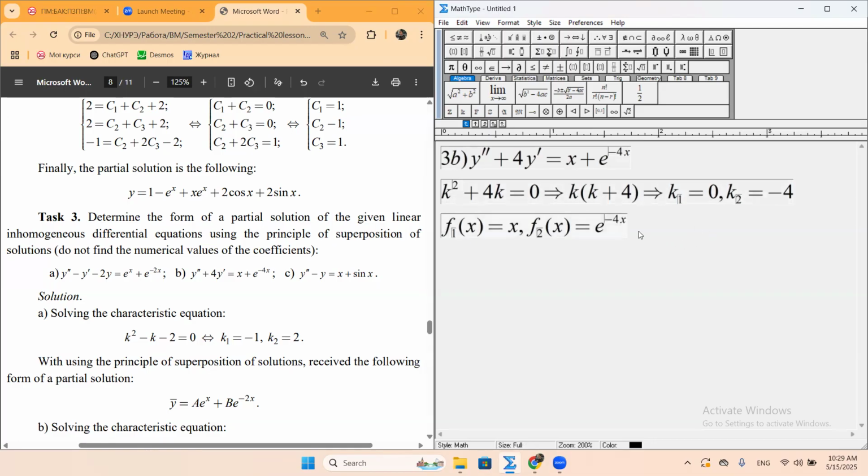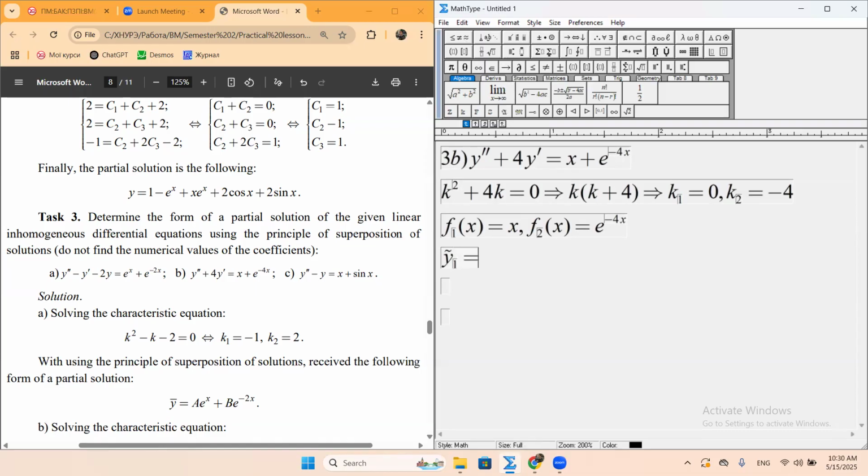So what can we see? The control number of f1 equals 0, because e to the power of 0, and the control number of f2 equals -4. So both of them are roots of the characteristic equation.